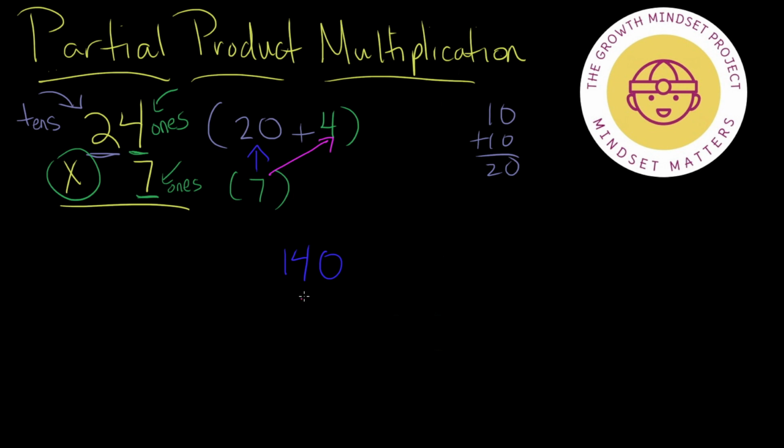7 times 4 is 28. We have no more multiplication to do. I can't multiply anything else. I've multiplied the 7 times 20 and I've multiplied the 7 times 4. We can't do anything more. So now we need to add these numbers up. 8 plus 0 is 8. 4 plus 2 is 6. 1 plus nothing, well, we know that's just 1. So 24 times 7 is 168.